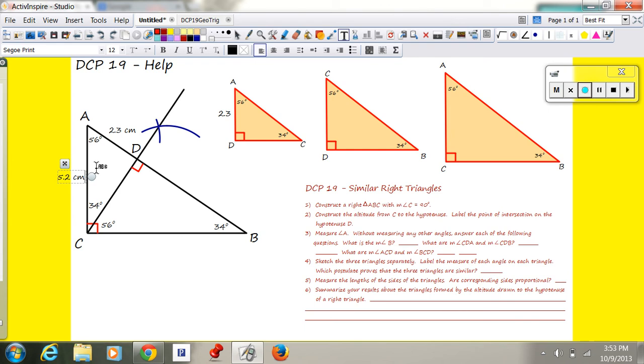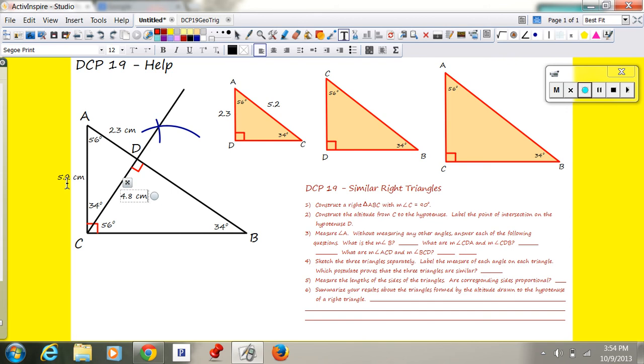That would be the hypotenuse from A to C on my little triangle. A to C would be right there. That would be 5.2 centimeters. And then from D to C right here, let's say I measured that and it came out to be, I don't know, like 4.8, say. I'm just making up numbers.